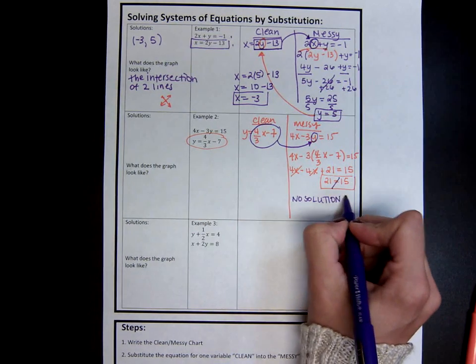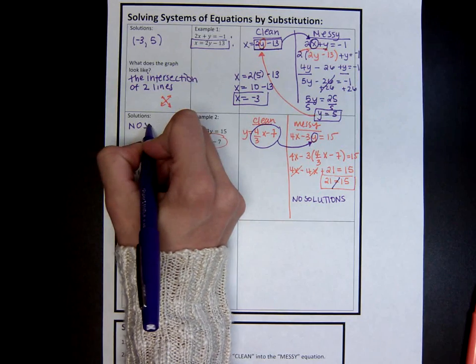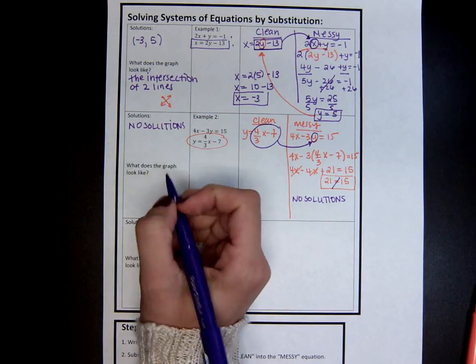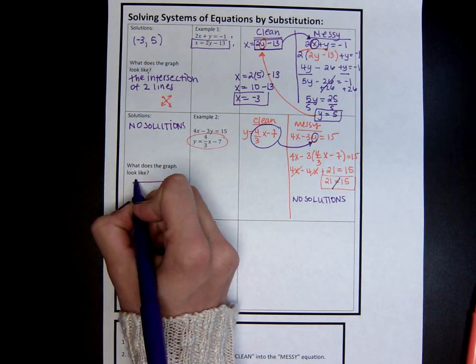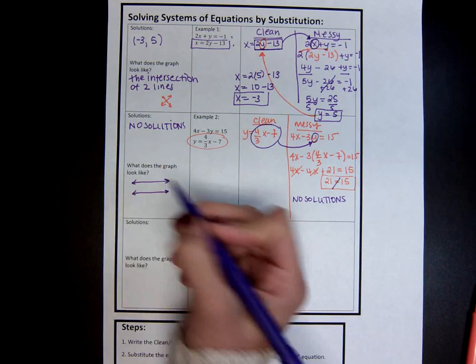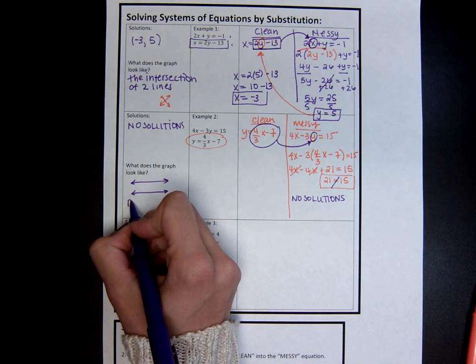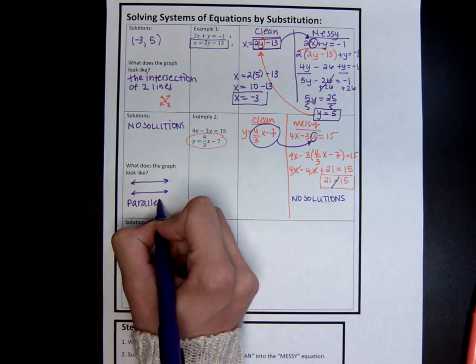Meaning, and we'll write it here, no solutions. That means we have two lines that do not intersect, right? And the only way we can have two lines that don't intersect, let's remember back, is if they have the same slope, so they are parallel lines.